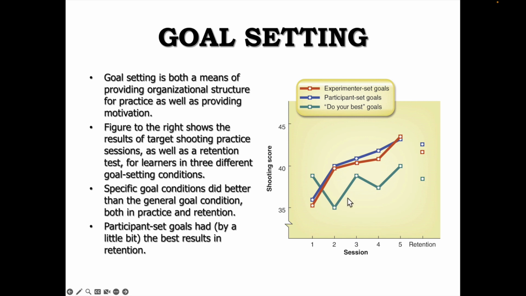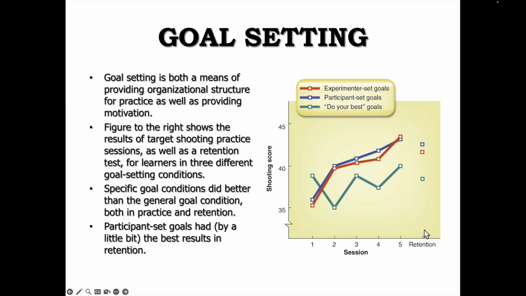In this particular study, the participants were split into 3 different groups. There were goals that the participants set for themselves, goals that the experimenter set for the participants, and then there was one group that was just told, do your best, where no specific goals were given. So what was noticed across the different practice sessions was that both the experimenter and participant goals improved much better across the trials than the do your best goals.